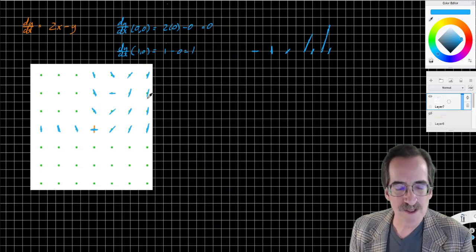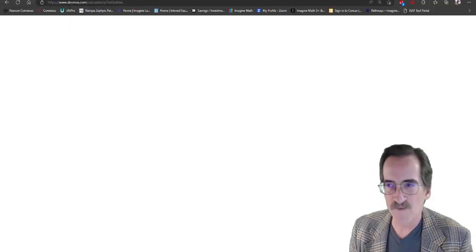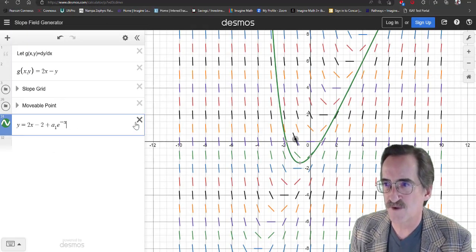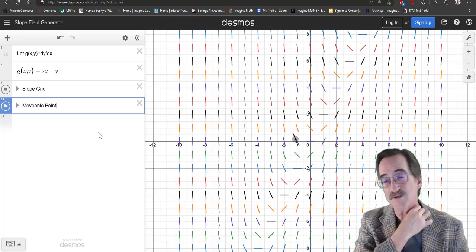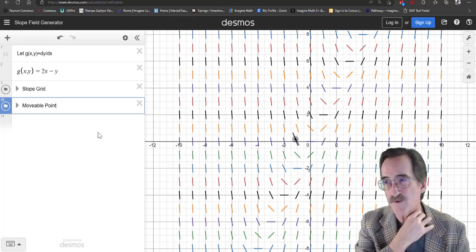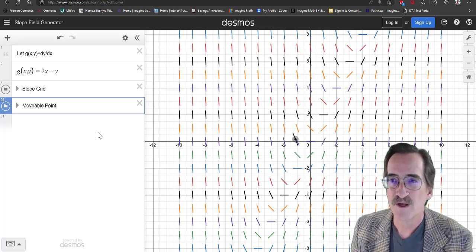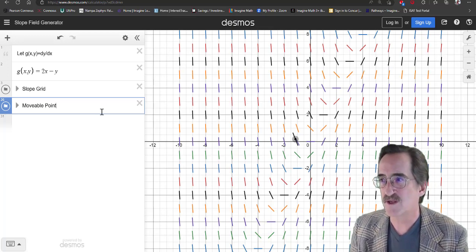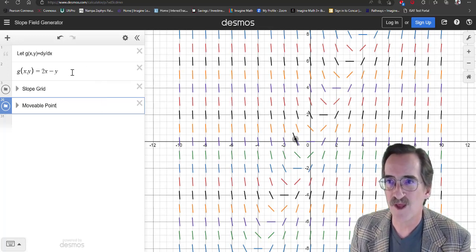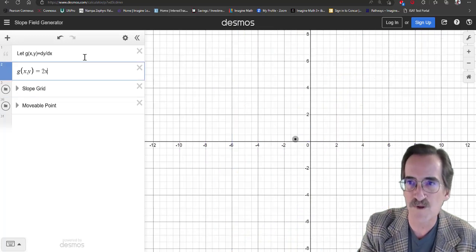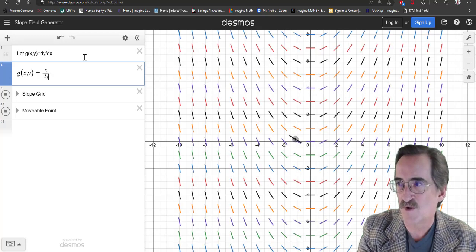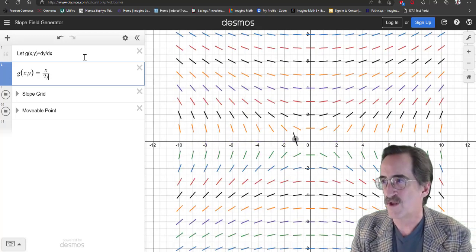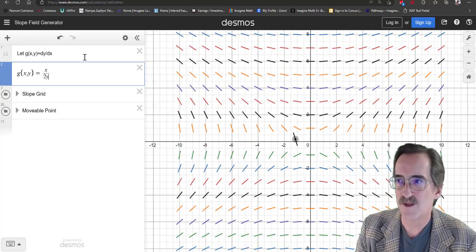Okay, that said, if you Google slope fields, you can come up with several Desmos pre-made deals that have these, and you can put in any formula you want. You can do x over 2y, right? And we can get a graph from that, and this is a slope field.